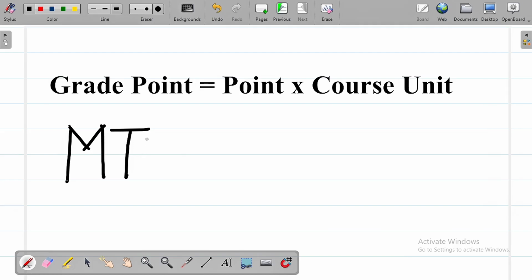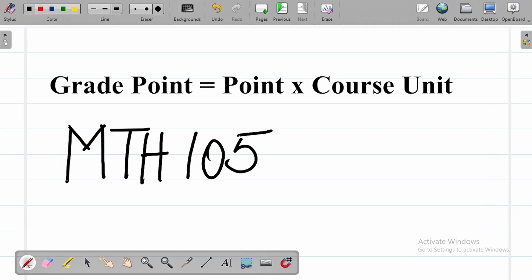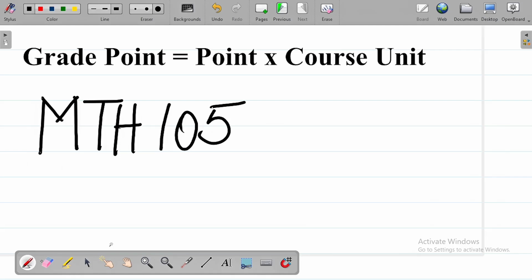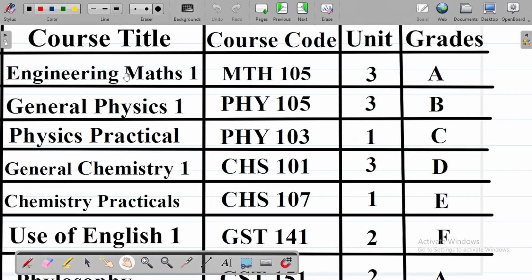MTH 105. That's first semester engineering maths. So MTH 105 is equal to, so how do we get the point? Let's check for it. Engineering maths 1 is MTH 105, and the unit of engineering maths 1 is 3. It is a 3-unit course. So the unit is 3. Now the grade is A.